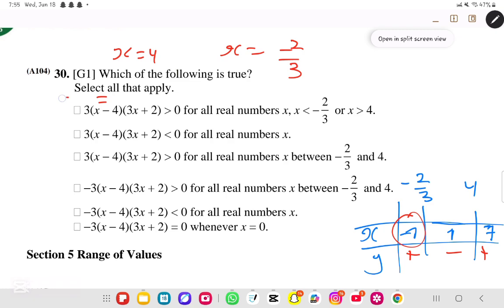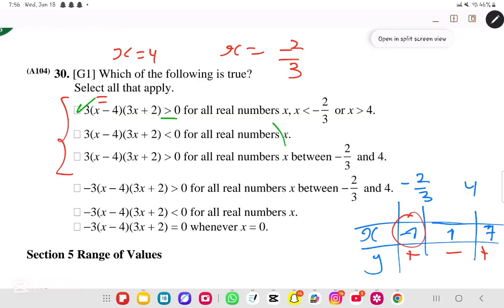So this is the table of variation for what? For the first 3 terms, because they're all the same, right? So they said that it is positive for all real numbers x, such that x is what? x is less than minus 2 over 3, and x is greater than 4. This is for sure correct.